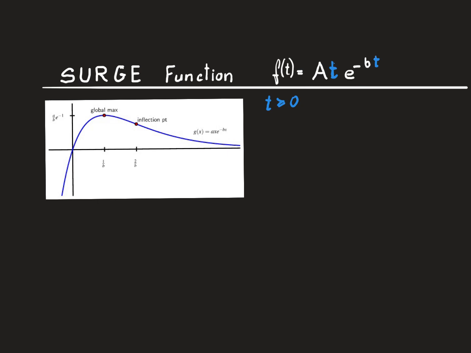There are a number of situations that can be modeled by a surge function, such as this one over here. It usually contains two t's. The t represents the time, and so it therefore must always be greater or equal to 0. This function also has a value for a, which is a positive constant. It also has a value for b, which is also a positive constant.